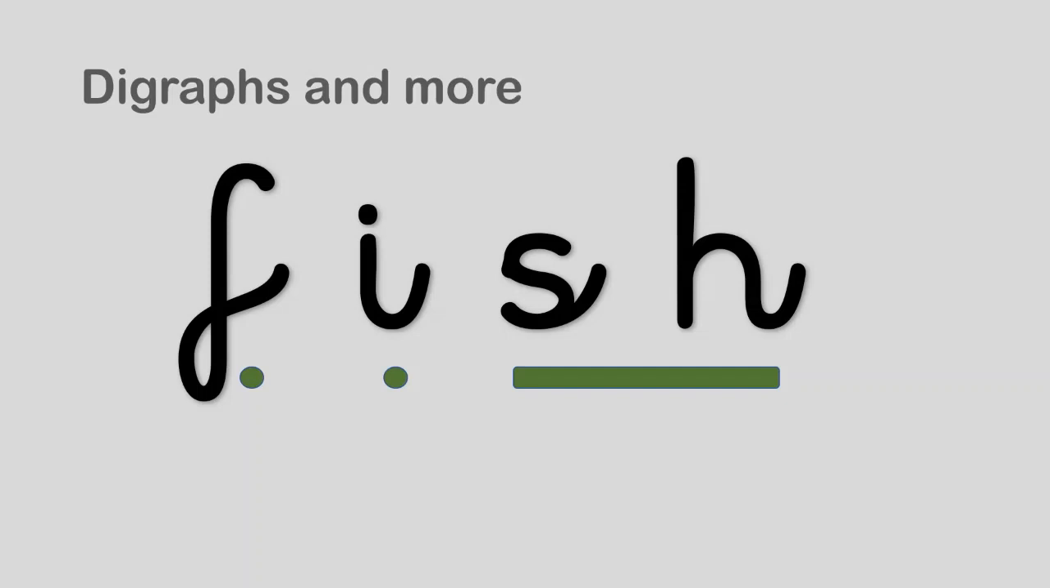If you say the word fish, there are just 3 sounds in fish, but there are 4 letters. 2 letters together represent the one sound sh, and we call that a digraph. A digraph is 2 letters representing one sound.